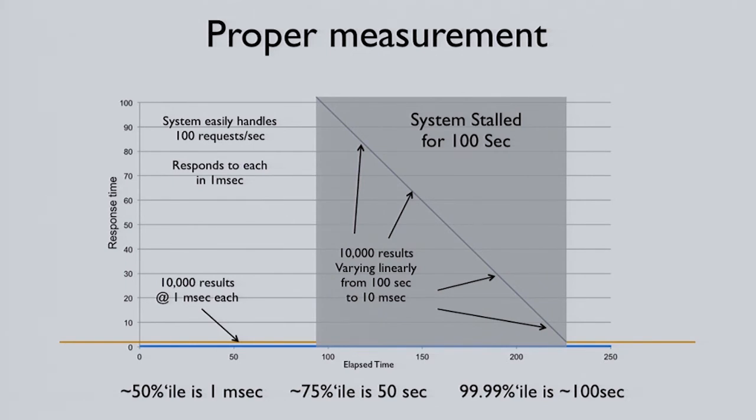It's not 10,000 results, each of which is 100 seconds. It's one result of 100 seconds, and then 99.99 seconds, 99.9, and all the way down, right? Because it's linear. Almost to the end, it's very close to really good. That's what's missing. That's what we didn't measure. Now, unfortunately, we didn't measure it. We don't really know what happened there.